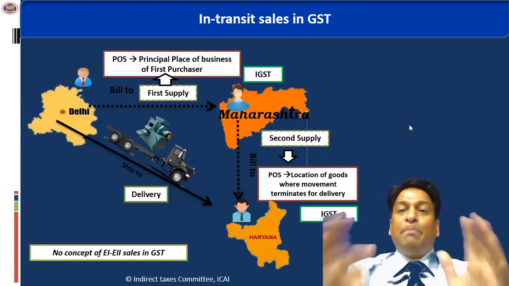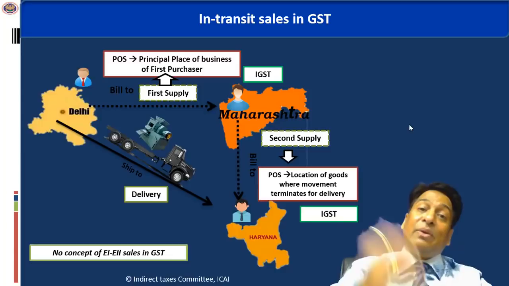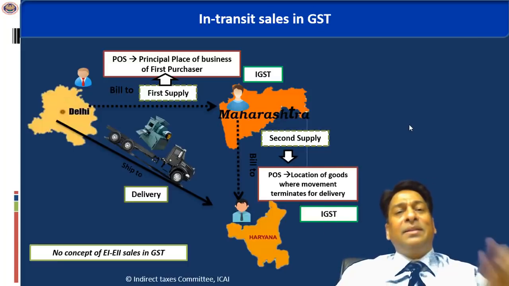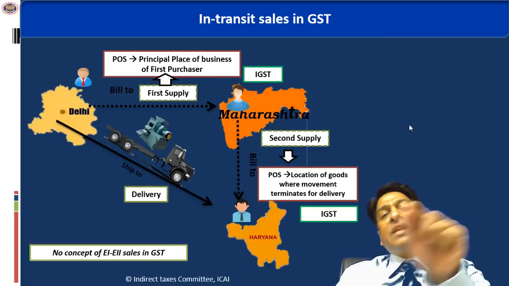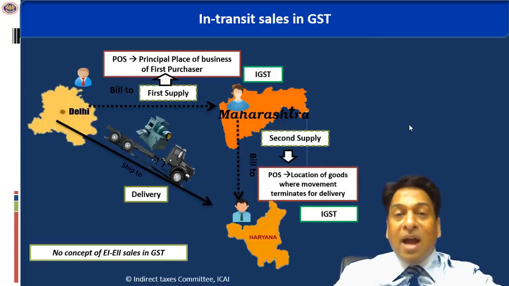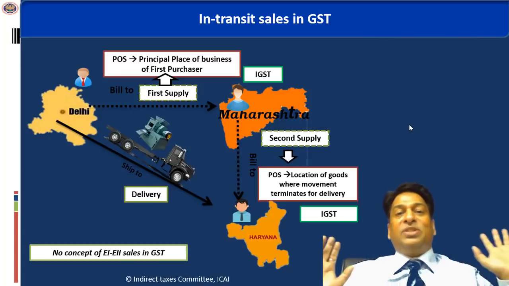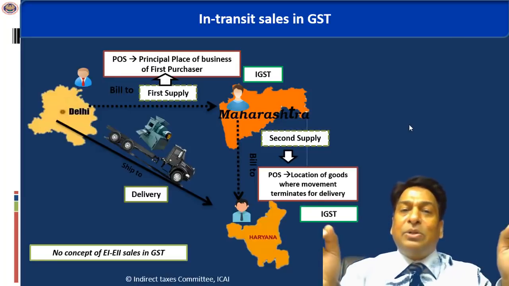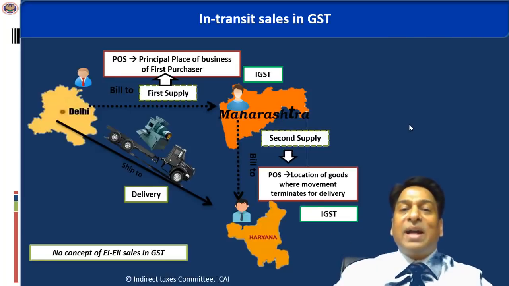So this is what the bill to ship to model is. And when we look at the pre-GST era, we had the E1, E2 sale concept. And why was this concept there? Only to do away with the CST component on subsequent transactions when goods are in transit. In GST, such a concept is gone. Now, when we look at bill to ship to or in-transit sale, that is going to be governed by 10(1)(b), as explained to all of you.